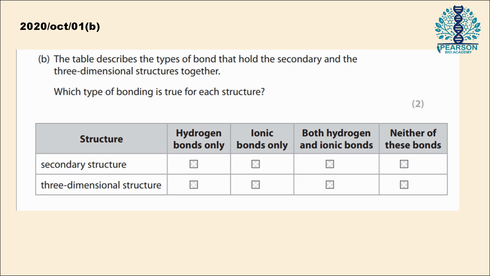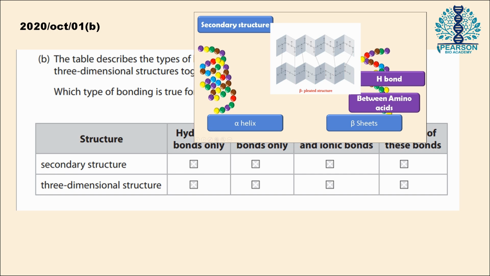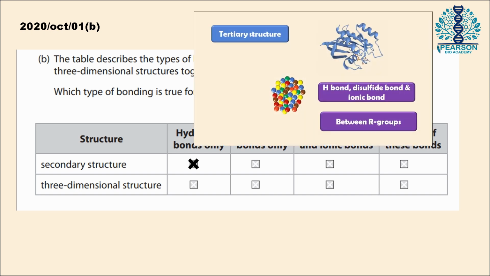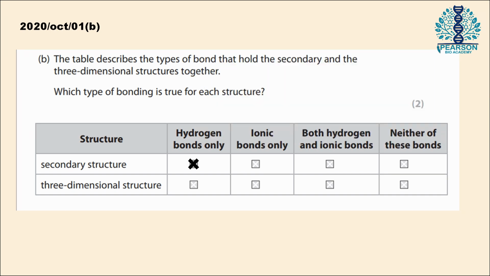This question is mainly about the bonds which occur in different protein structures. The first one, secondary structure. If you can remember, the secondary structures are formed due to hydrogen bonds. Therefore, hydrogen bonds only within secondary structure. And if you take three-dimensional structure, there are various interactions or bonds present such as hydrogen bond, disulfide bond, and ionic bond. So for this table, both hydrogen and ionic bonds are present within three-dimensional structure.